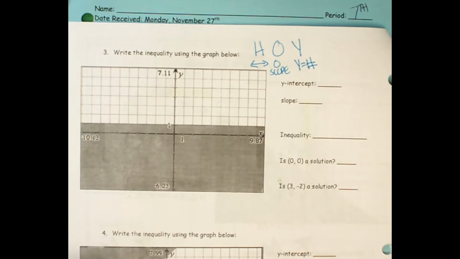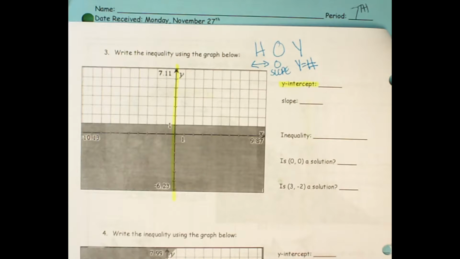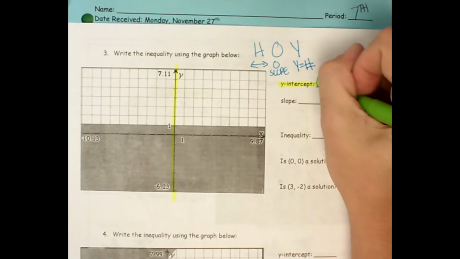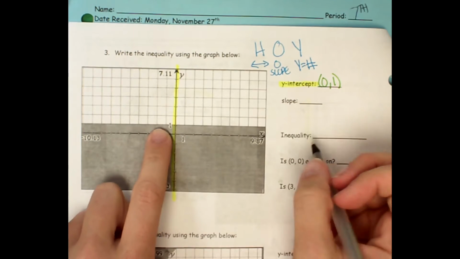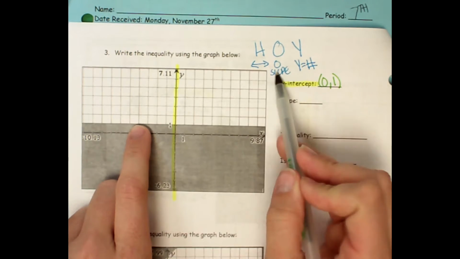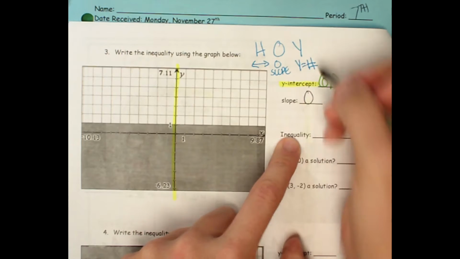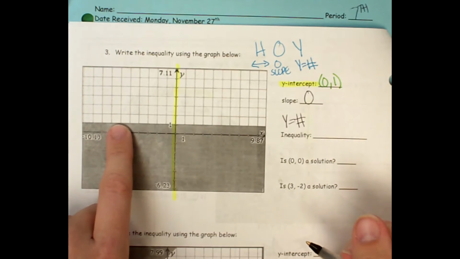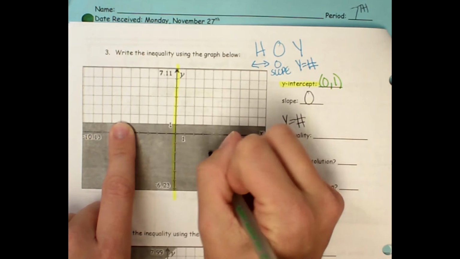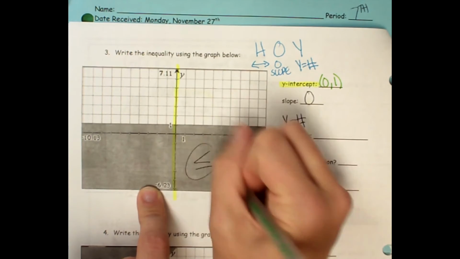So looking at my graph, just to double check everything, my y-intercept is where it crosses my y-axis. So in this case, it's going to be 0, 1. So then what is my slope? Well, remember, it's a horizontal line. Horizontal lines have zero slope. Your inequality is going to be y equals a number. But remember, instead of the equals, we're going to have an inequality. Looking at my line, it's a solid line, so that means it's less than or equal to or greater than or equal to. Because it's shaded below, it's a less than.